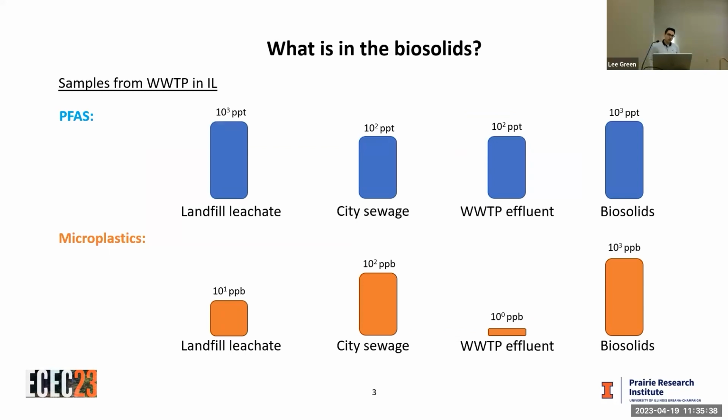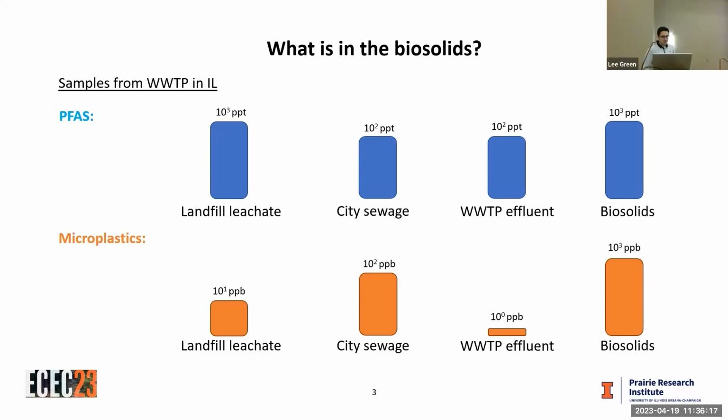So we collected samples from 5 wastewater treatment plants in Illinois. We collected inputs and outputs in each system. Inputs include landfill leachate and city sewage, and for outputs we have the wastewater effluent and biosolids. And we analyzed them for PFAS and microplastics. I'm not getting into the detail of all the PFAS compounds, but I'm giving just an overall average of all the PFAS. I mean, there are all kinds of PFAS in this wastewater.